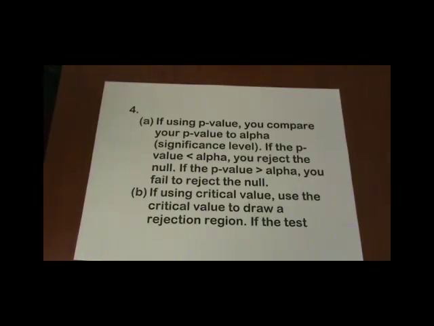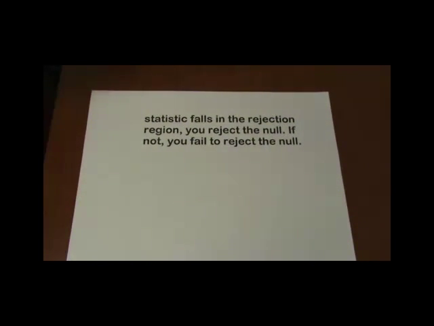If you're using the critical value method, use the critical value to draw a rejection region. So you're actually going to draw a normal curve. If the test statistic falls in your critical region, then you reject. If it doesn't fall in your critical region, then you fail to reject. When I say reject or fail to reject, you're always talking about the null hypothesis. Notice that for fail to reject, I don't say accept, because you never really accept a null hypothesis, because different data could give you different results. All right, so let's see how to do all of this.